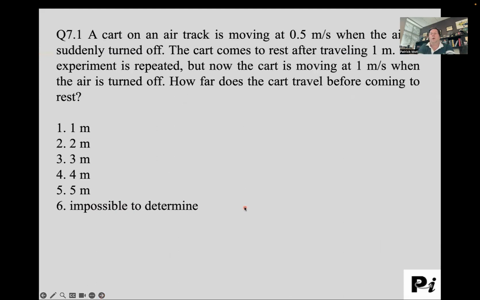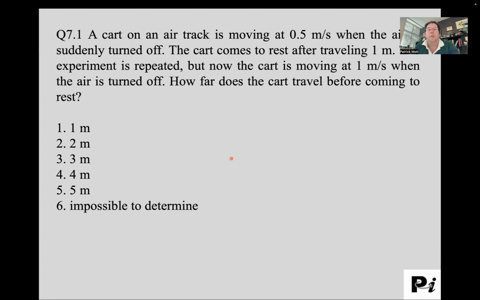All right, so let's try a couple questions to practice this idea, the work energy theorem. So I have a cart on an air track. It's moving at a half meter per second when the air is suddenly turned off. So an air track, think of like an air hockey table, except it's one-dimensional. So we have a cart on this air track moving at a half meter per second. The air is suddenly turned off. The cart is going to come to rest after it skids along for a meter.